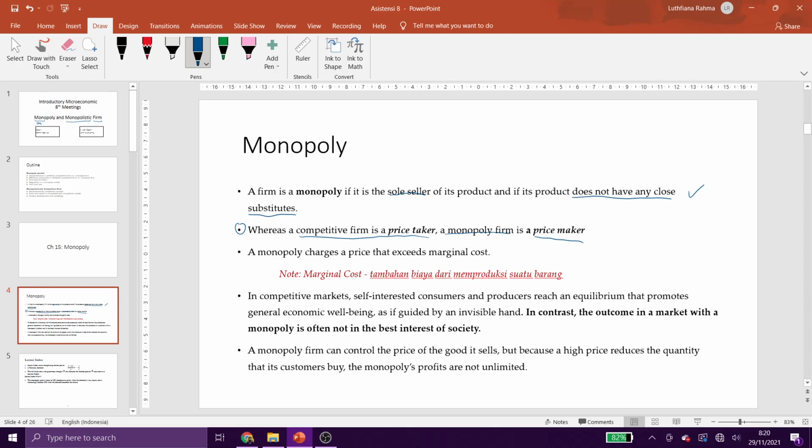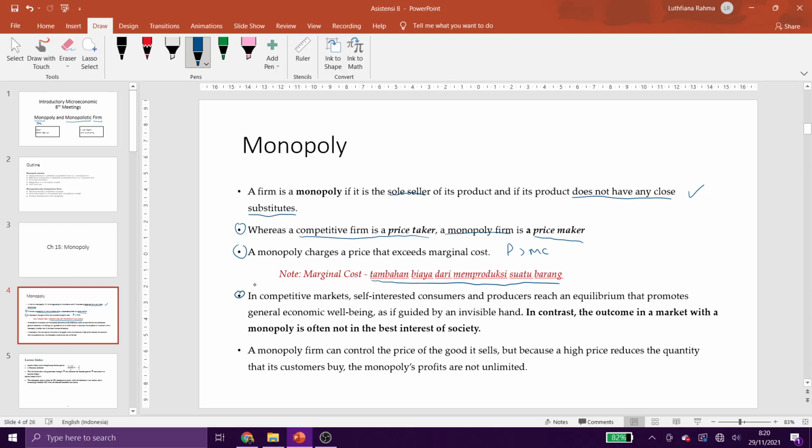Okay, and then characteristic number three. Because they are the price maker, they are able to charge a price that exceeds the marginal cost. What is marginal cost? Marginal cost means the additional cost of producing one good. Here I write it as tambahan biaya dari memproduksi suatu barang.